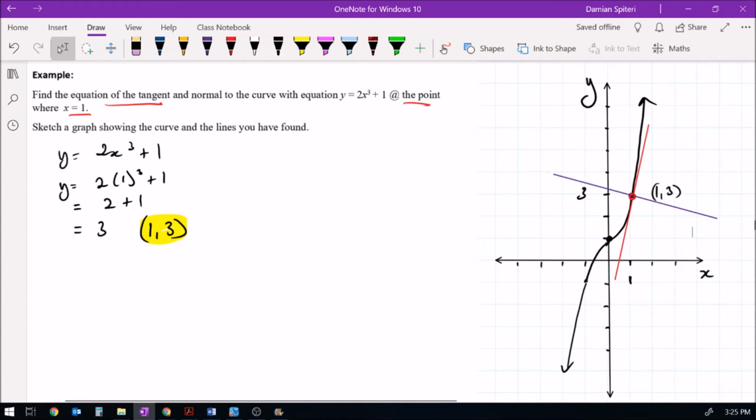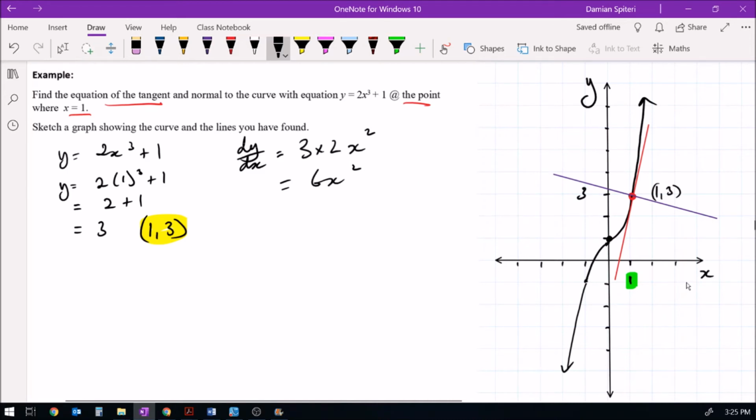And in order to find the gradient of the tangent at this point, we must differentiate the equation and let x equal 1. So let's do that now. dy/dx equals 3 times 2, because we bring down the power 2, and the 1 disappears, so that's 6x squared. So this is the derivative function.